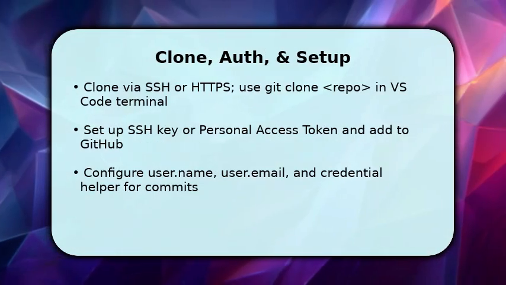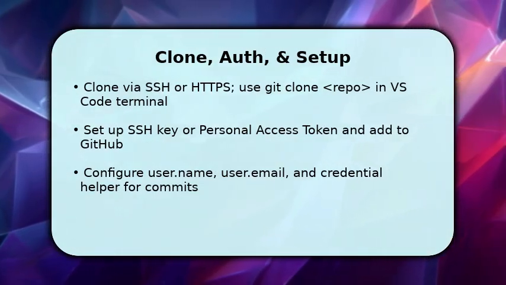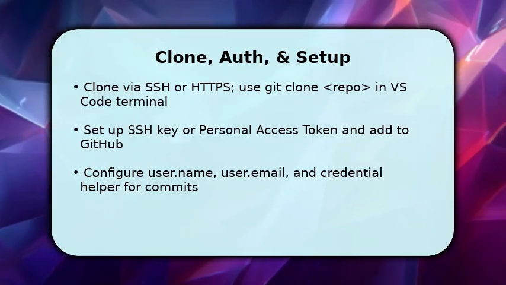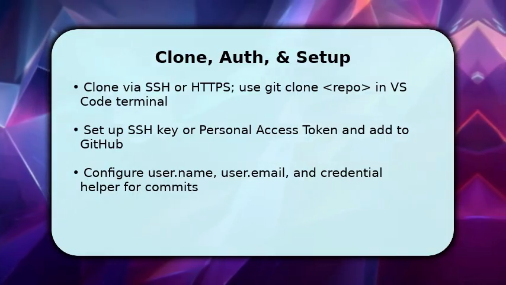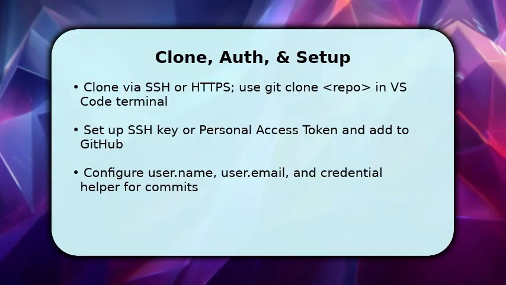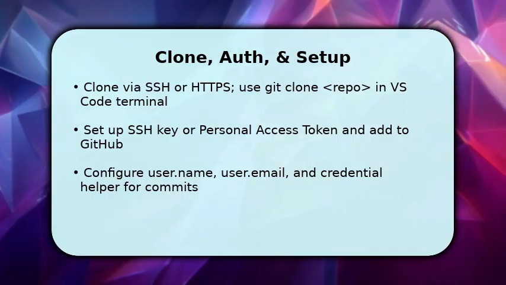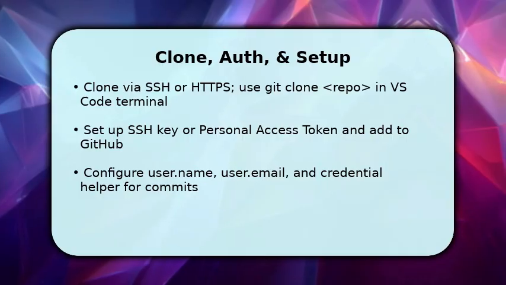You will now clone and authenticate. Open VS Code and use the command palette to clone the repository, or run git clone <repo URL> in the terminal. Once cloned, set your Git identity with git config --global user.name and user.email so commits are attributed correctly.